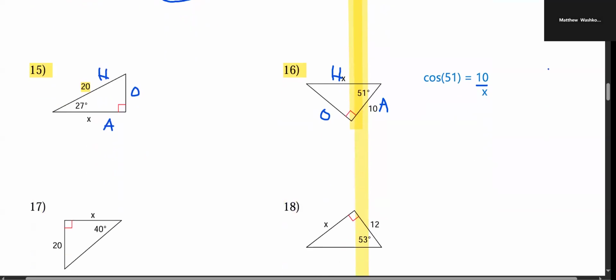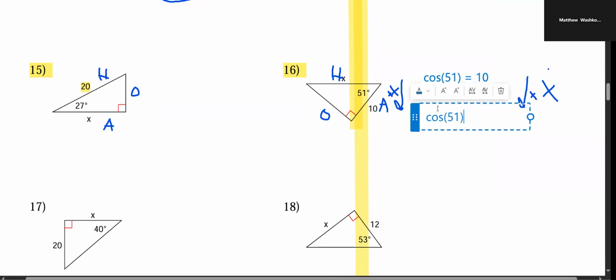So I actually need to do what we call a two-step, because first, I need to get rid of x. It can't be on the bottom of a fraction. So I times both sides by x, right? Just like before, I do that to both sides. And now I have cos of 51 times x is equal to 10, right?